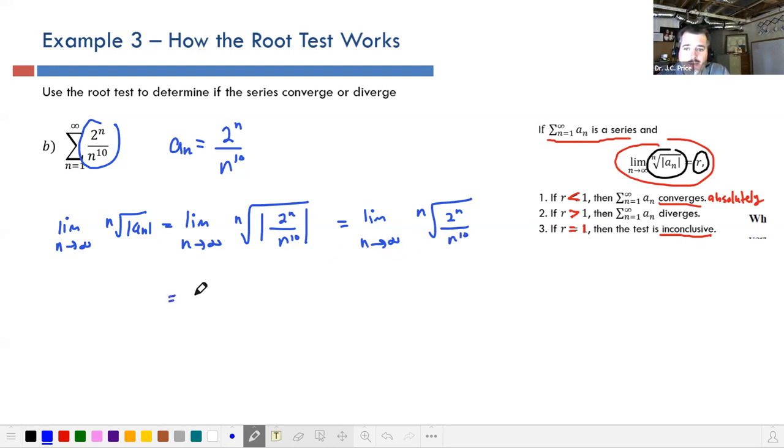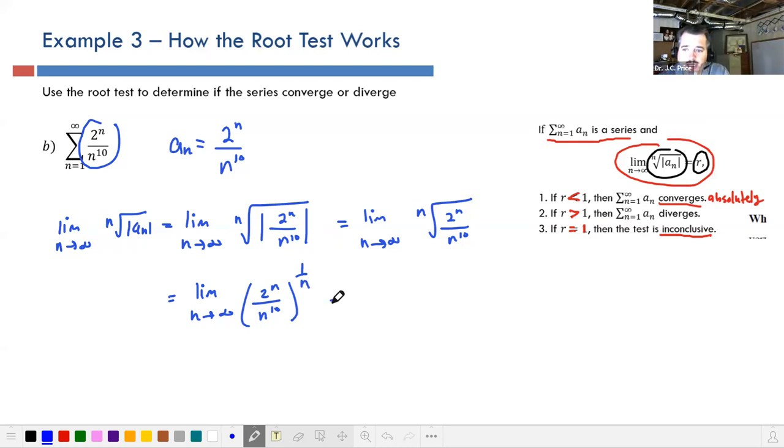And so I'm going to write this as a power, so the limit as n goes to infinity of 2 to the n divided by n to the 10th, all raised to the 1 over n. So that is the nth root. When you raise something to 1 over n, it's the same as taking the nth root of it. One uses radical notation, the other power notation.